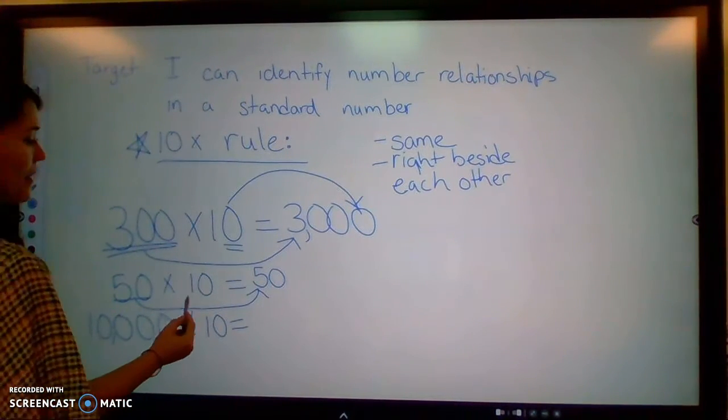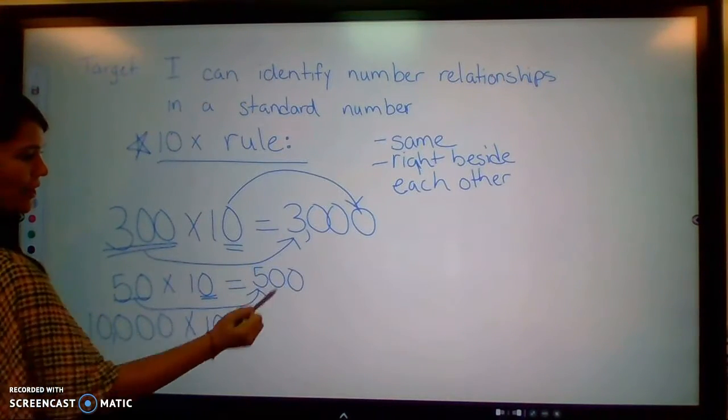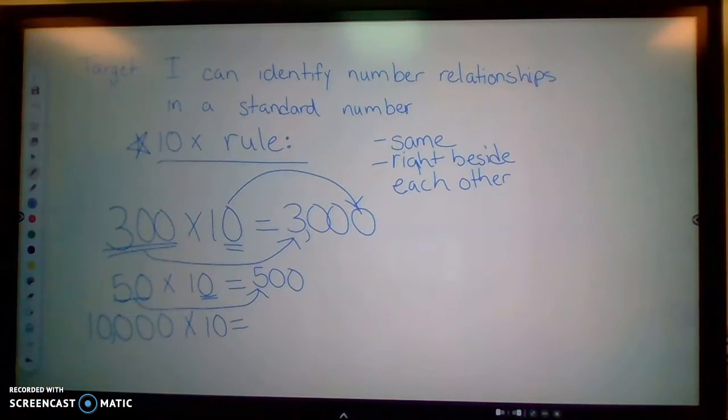Now we have to look at the number we're multiplying by. It is our 10, which has 1 zero, and we'll tack it on at the end. So 50 times 10 is 500.